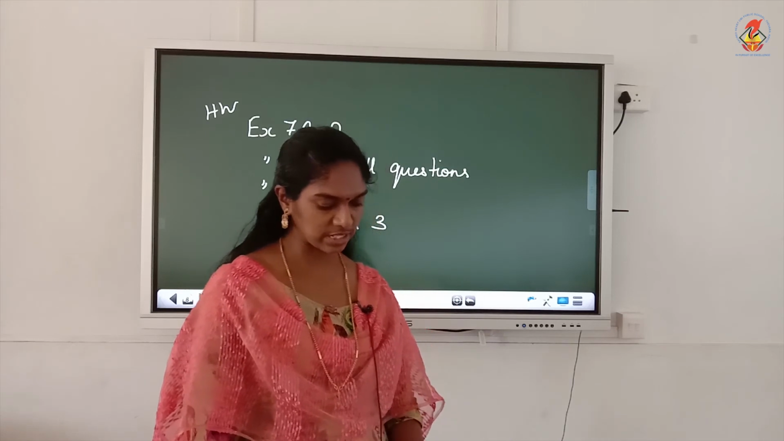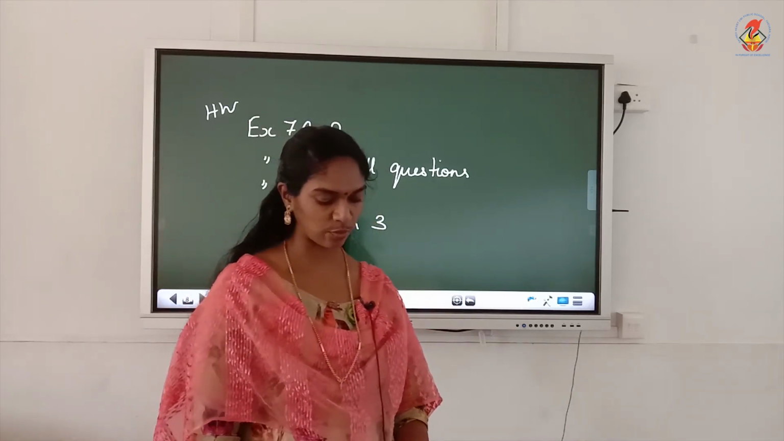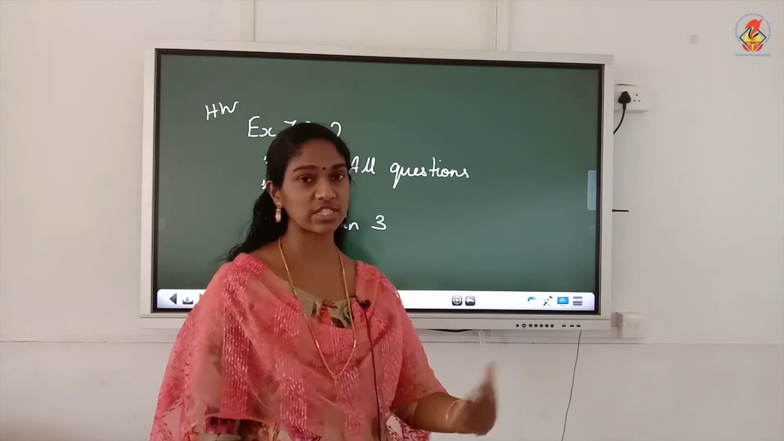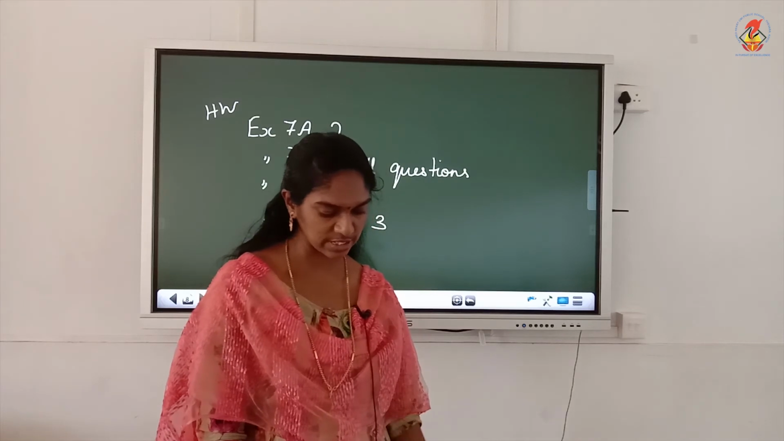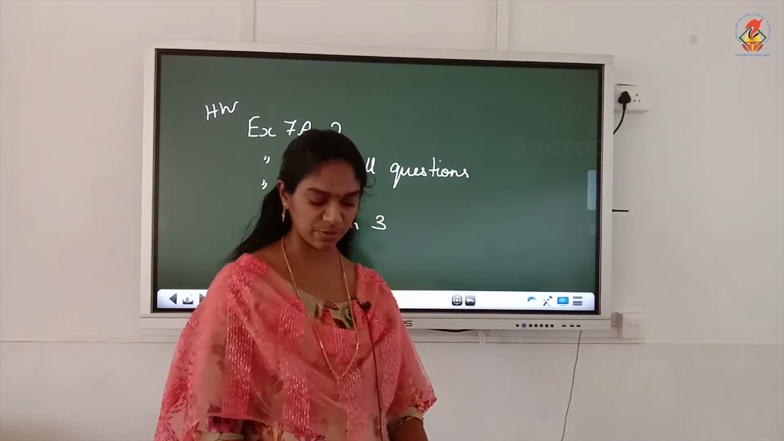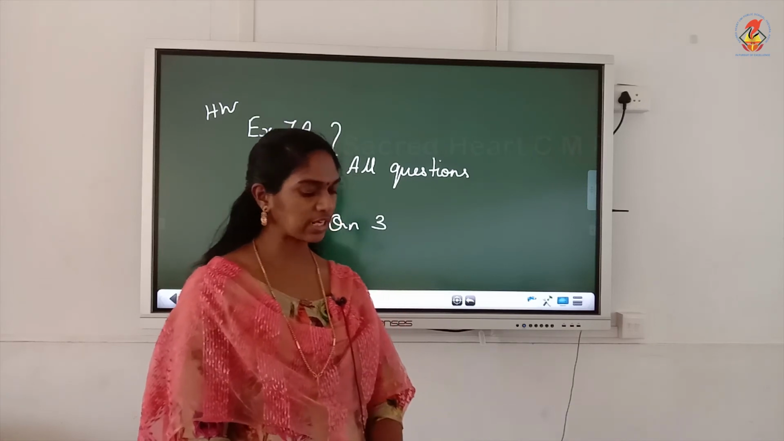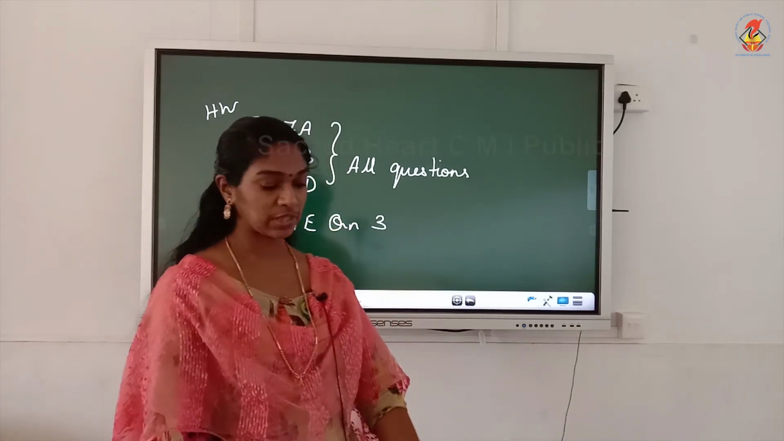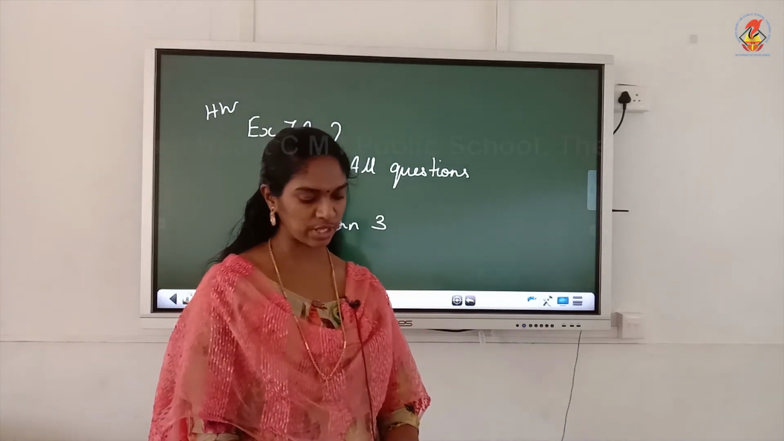Then exercise 7B. 7B also, there you have questions like write it in fractions and decimals. The number name is given to you. You have to write it in fractions and decimals. Then you have to write in the decimal form, write it in the fraction form, all these questions. Then coming to question 7D. 7D you have questions based on comparing. Okay, so you will do that.